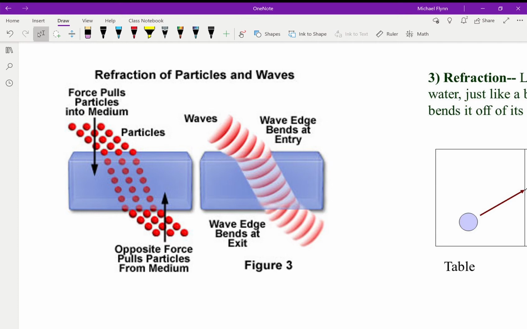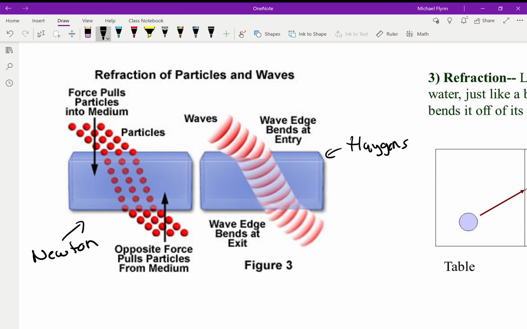All right, so here's the deal. Newton has a theory that light is made of particles, right? So let me just tell you here that this picture goes with Newton's theory. That one's for Newton. This one, of course, goes with Huygens' theory.